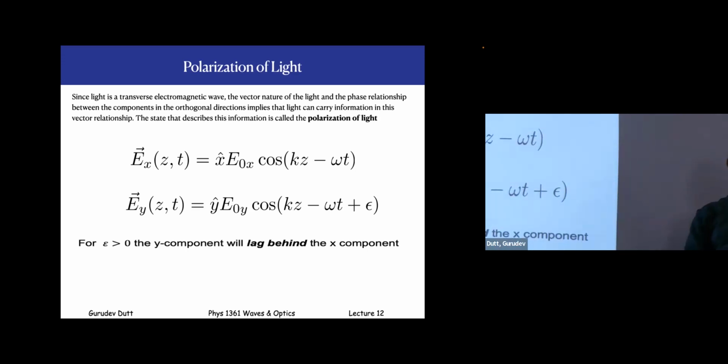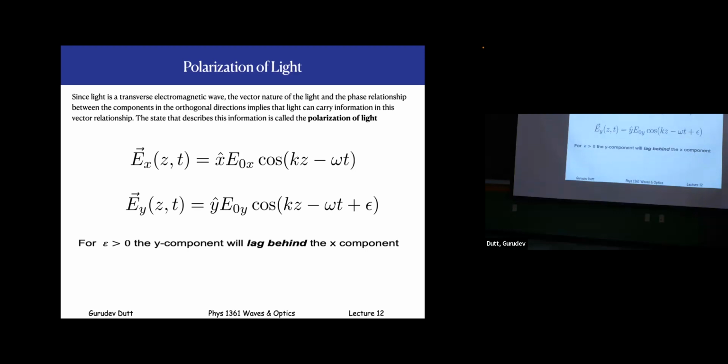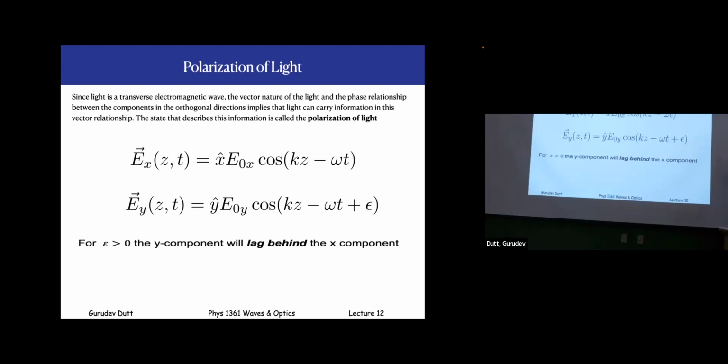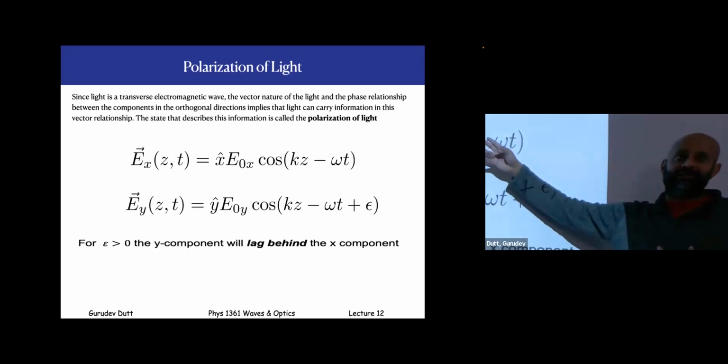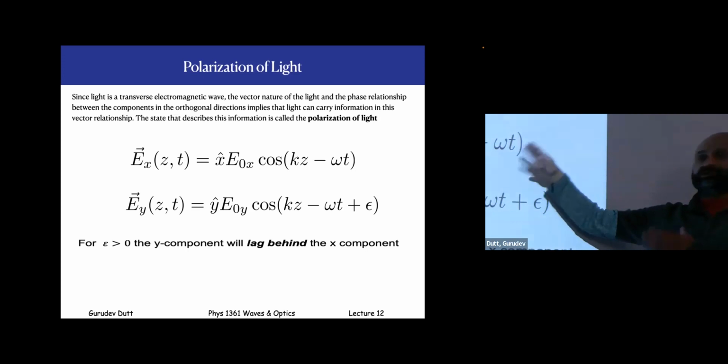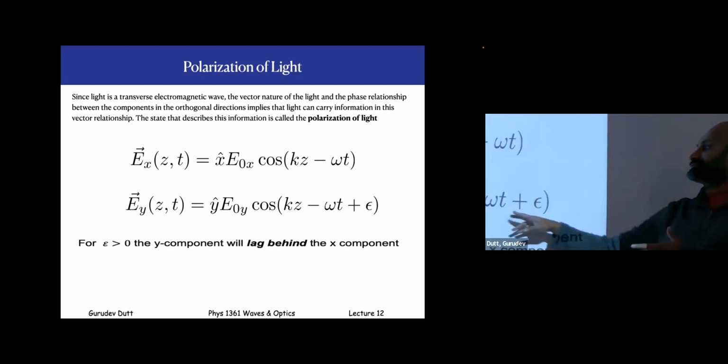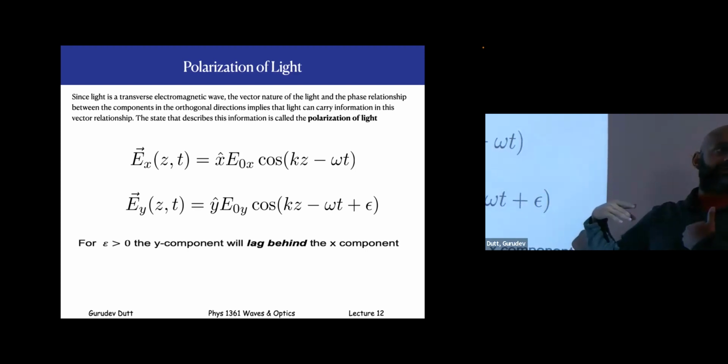There are books in which you'll find that people have chosen the opposite convention. They say it's omega t minus kz. I hate that convention, but there are books where they choose cosine(omega t minus kz), which is allowed because, as you know, a wave just has to be of the form x minus vt. So you can choose omega t minus kz or kz minus omega t. I like this convention, and it is the convention in your book, so we'll follow it. And when you do that, a positive epsilon means the y component will always lag behind the x.